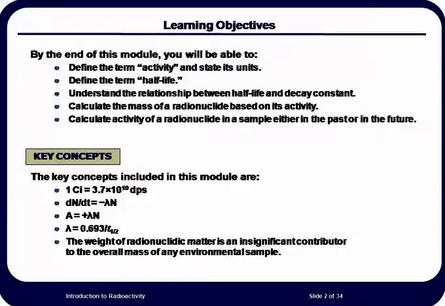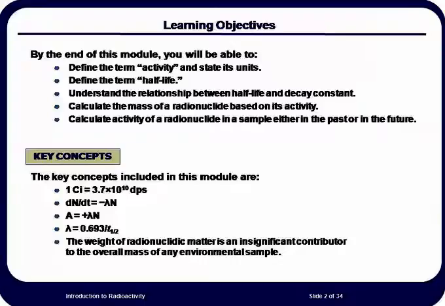During each module in this course, the important points of the module will be highlighted with the following text box: key concepts. For this module, in Introduction to Radioactivity, the key concepts are: 1 Curie equals 3.7 times 10 to the 10th disintegrations per second. This is one of the fundamental units of measurement of radioactivity.